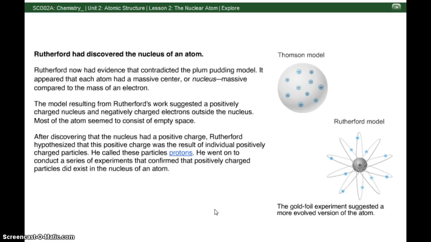Rutherford now had evidence that contradicted the plum pudding model. It appeared that each atom had a massive center, or nucleus, massive compared to the mass of the electron. So massive meaning that's where most of the stuff is, most of the weight. I know mass and weight are different, but it helps sometimes to think of it a little bit more like the weight. So that's where all of the mass is, versus if you look at the atom as a whole, it is this big, and you can see there's a lot of empty space, right? You can see it's really compact here, and then lots of empty space except for the electrons. Side note, these paths that the electrons are going on are not really there.